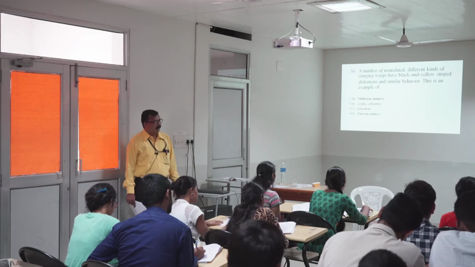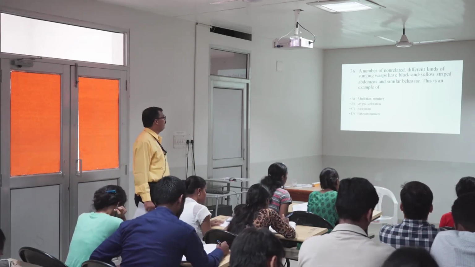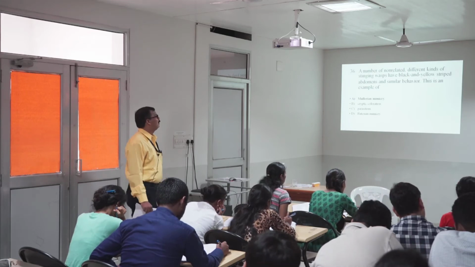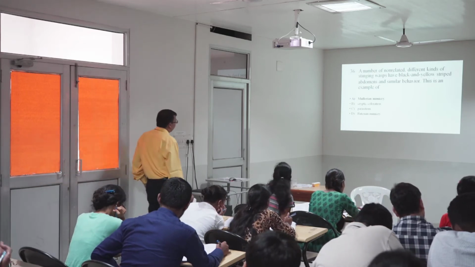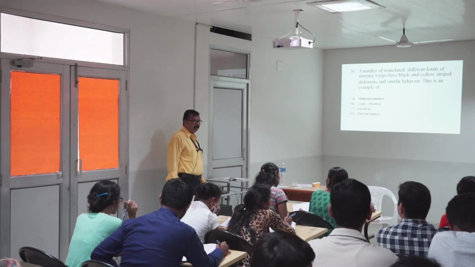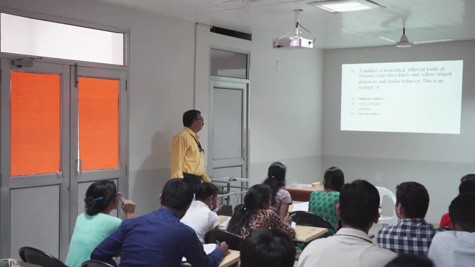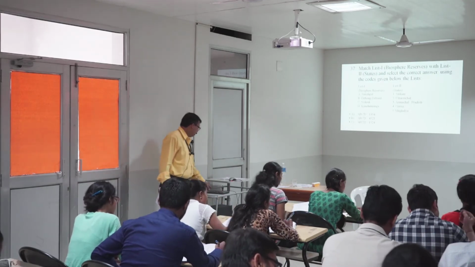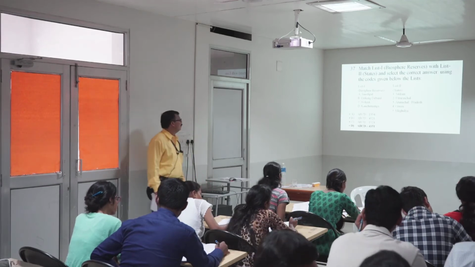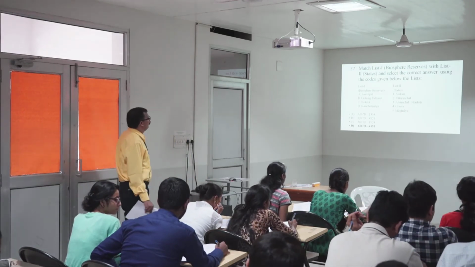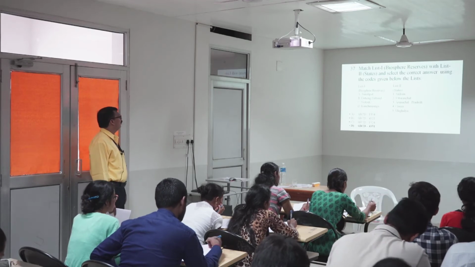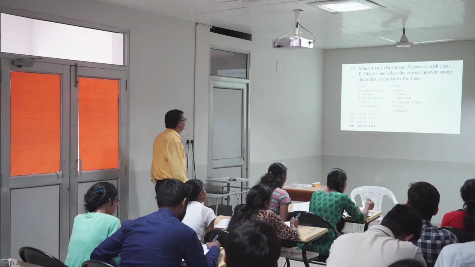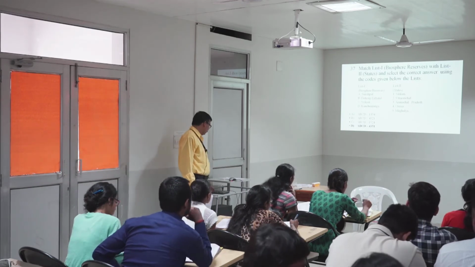A number of non-related different kinds of stinging wasps have a black and yellow striped abdomen and similar behavior. This is an example of Mullerian mimicry. D is the correct option. That is Similipal, Orissa. Dehang Debang is in Arunachal Pradesh. Nokrek is in Meghalaya and Kanchenjunga in Sikkim.